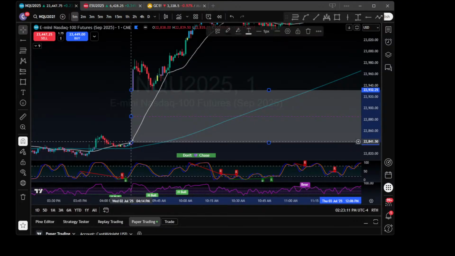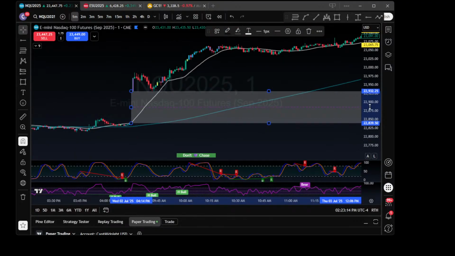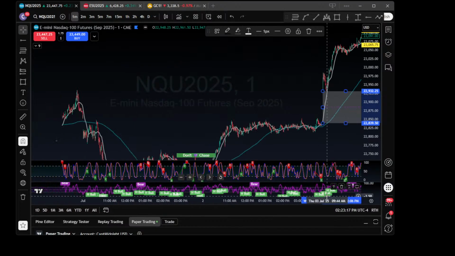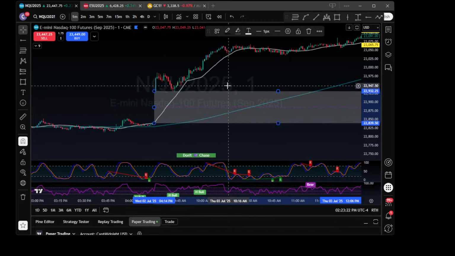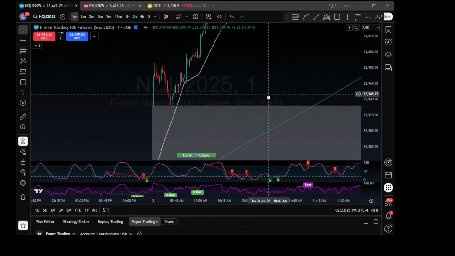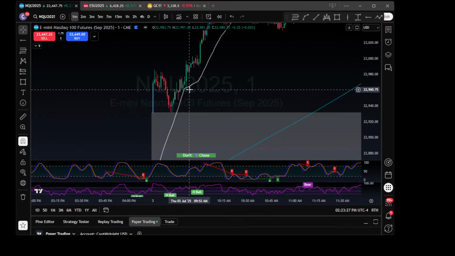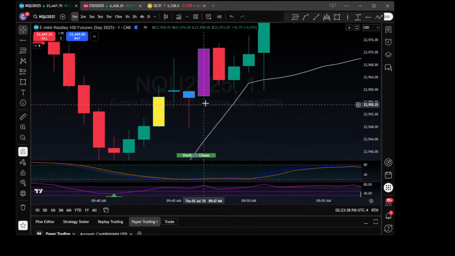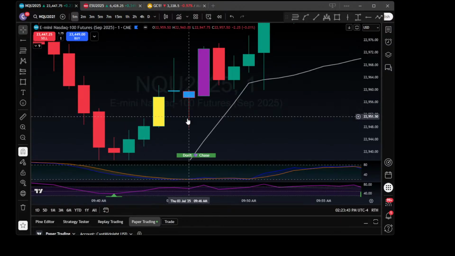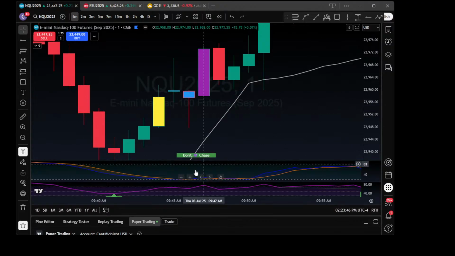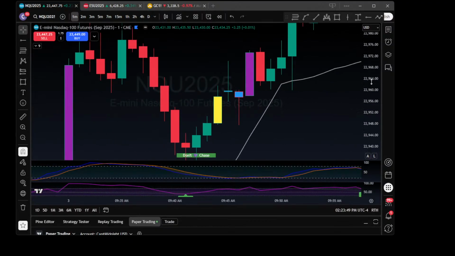And ICT says these gaps usually get left behind, and this one did. I'm just gonna say no trade because I'm indecisive about it. Fair value gap here. He would have been stopped out though. He would have caught you.